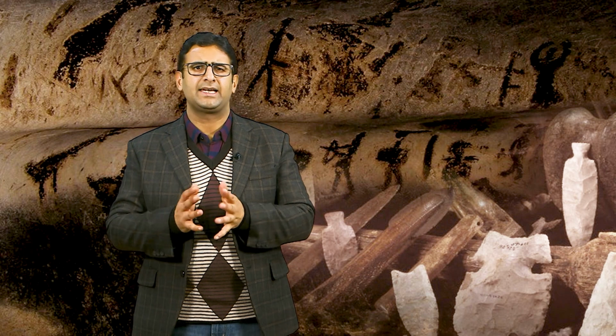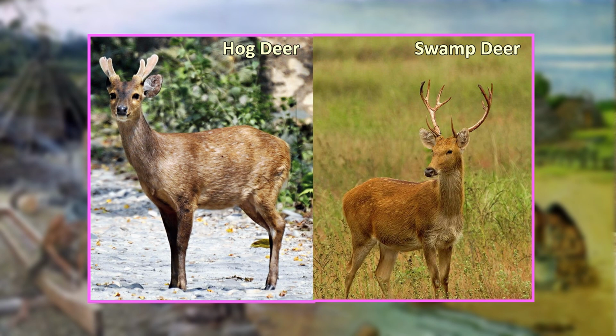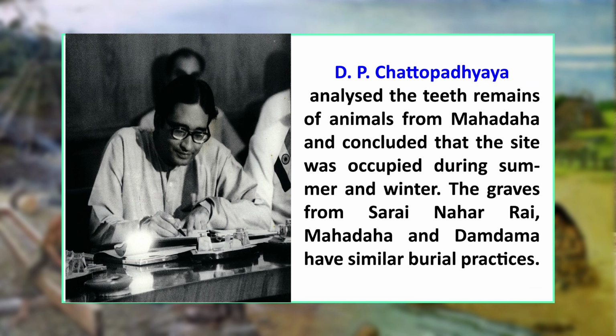The plant remains at Damdama suggested the availability of multiple edible plants from this area. Many bones of wild animals have been found here also, which indicates that wild animals were exploited for food. Mahadaha yielded evidence of hog deer and swamp deer, and Chattopadhyay analyzed the teeth remains of animals from Mahadaha and concluded that the site was occupied during summer and even winter.